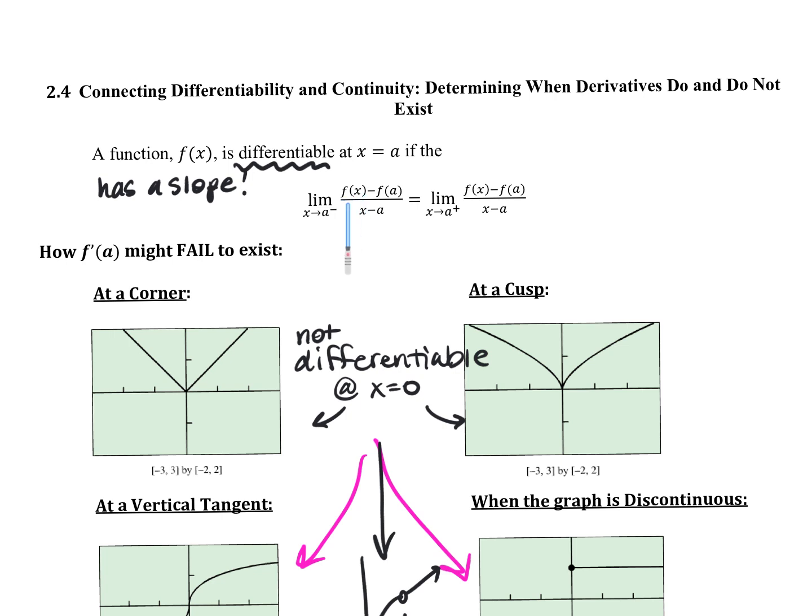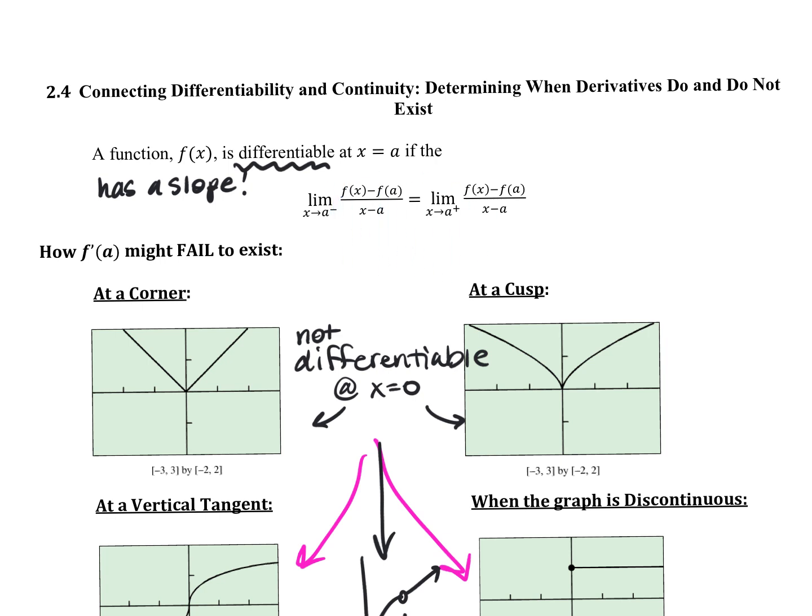Derivative just means slope. This is saying for something to have a slope, for something to be differentiable, the slope from the left side has to equal the slope from the right side. As I look at this graph, what's the slope over here? Negative. What's the slope over here? That's why it's not differentiable at 0, because as I approach 0 from the left, the slope from the left is not equal to the slope from the right.